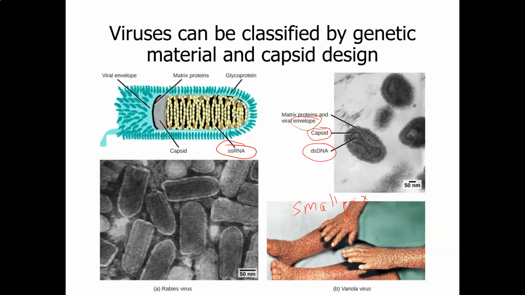So which one of these would have a higher or faster mutation rate? If you said the rabies virus, you would be correct, because RNA viruses usually mutate at a faster rate than DNA viruses do.